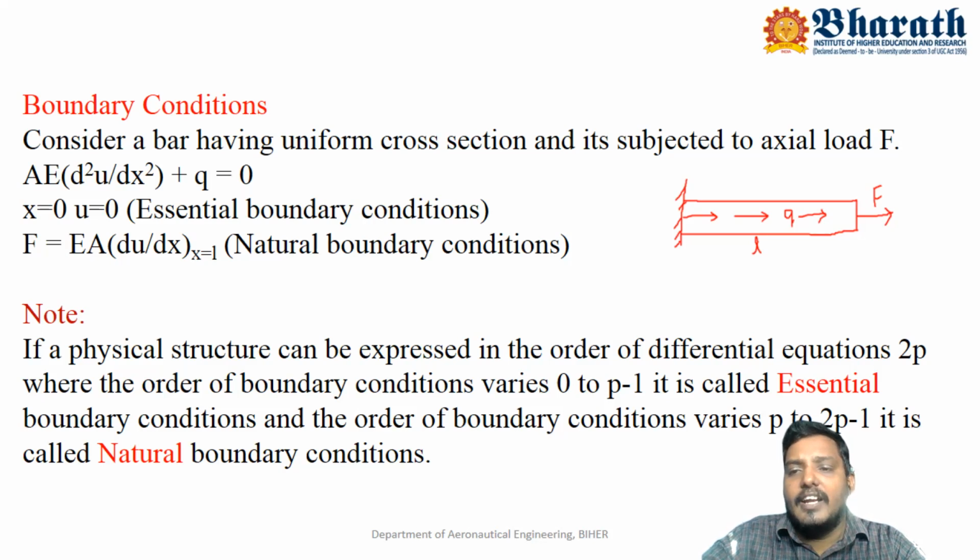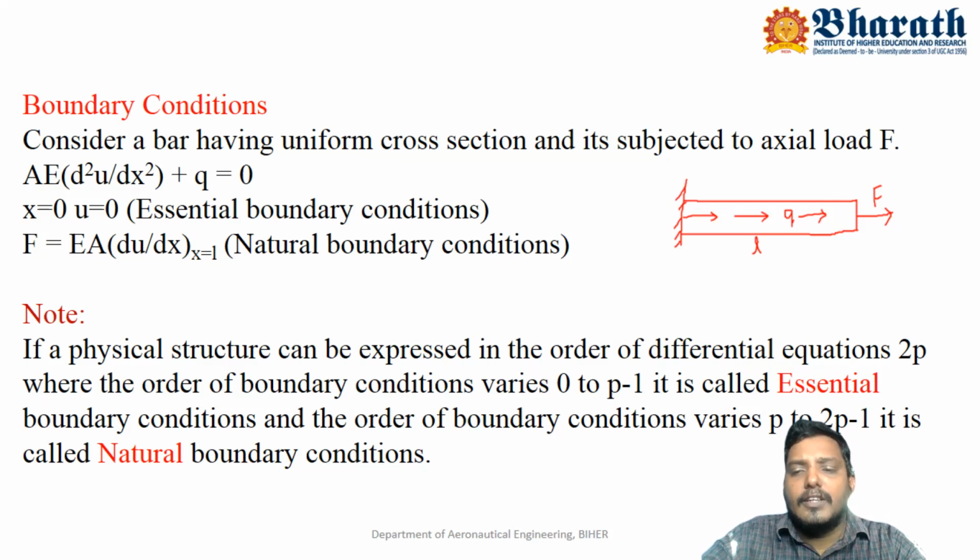Now look at the other end. This is the free end, which is subject to axial load F. Then F equals EA into du by dx at x equal to L. So in this case, the boundary condition is specified in terms of the gradient of the dependent variable. Then it is called the natural boundary condition or Neumann boundary condition. We need not apply these conditions, which is why it is called a natural boundary condition. We need not force it to apply.